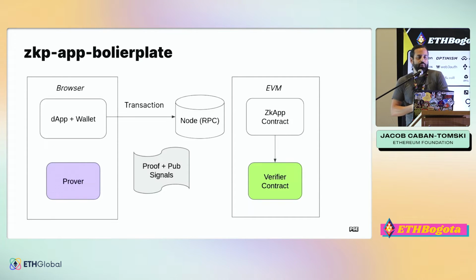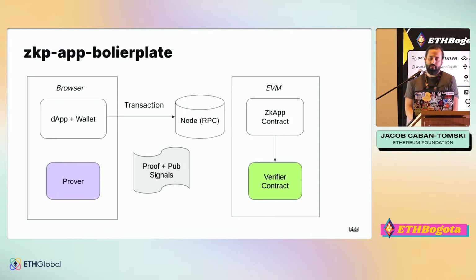For this demo app, we're going to have the dApp connect to the browser wallet. It has a prover inside of it that we're going to use to generate those proofs. We're going to submit them as an actual ETH transaction to a ZK app contract. So we're going to have that proof plus those public signals as the data inside of that transaction, and then finally submit that to an RPC endpoint or a node.